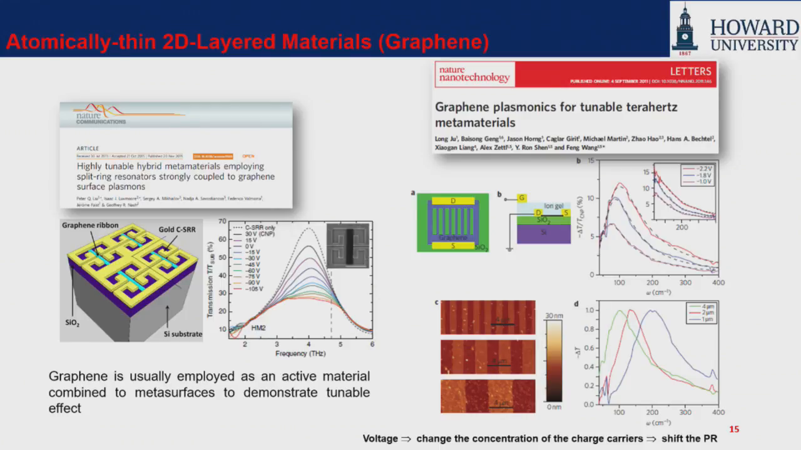But in this work, which I think is one of the pioneering works in this field, people use the graphene itself as a tunable metamaterial. They look at the plasmon resonance of graphene ribbons. According to this paper, when you apply an external voltage, you change the concentration of the charge carriers, and you induce a shift of the plasmon resonance, because the frequency of the plasmon resonance depends on the concentration. And you can actually get a similar effect when you change the width of the ribbons.